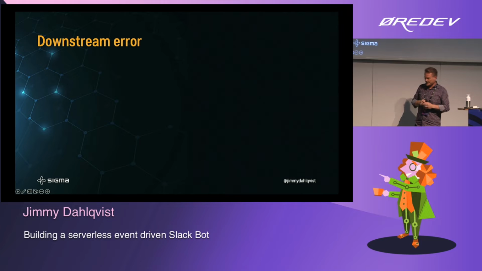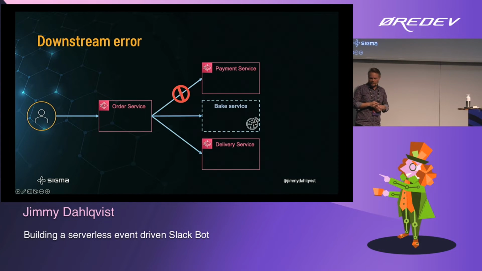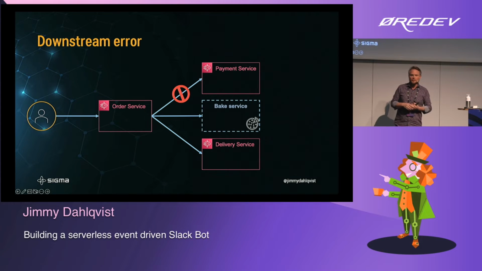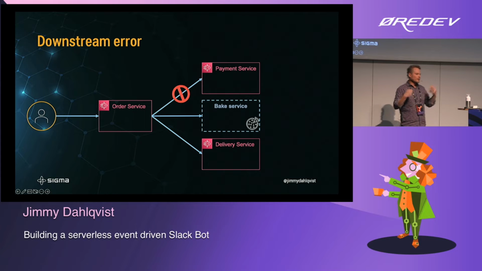Now, what if we do have a downstream error? What if the payment service doesn't respond? What if the payment service returns an error? The problem here is then that the order service needs to take care of everything. It needs to take care of canceling the order, needs to take care of canceling delivery. It needs to coordinate and orchestrate everything there is to do. And it then needs to know about all other services.